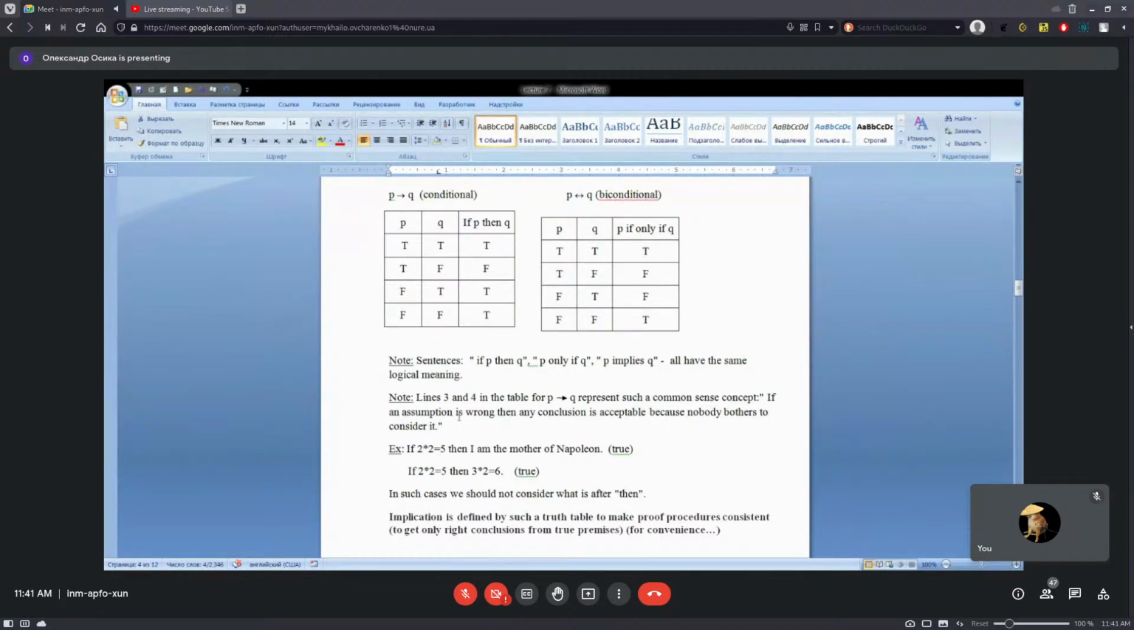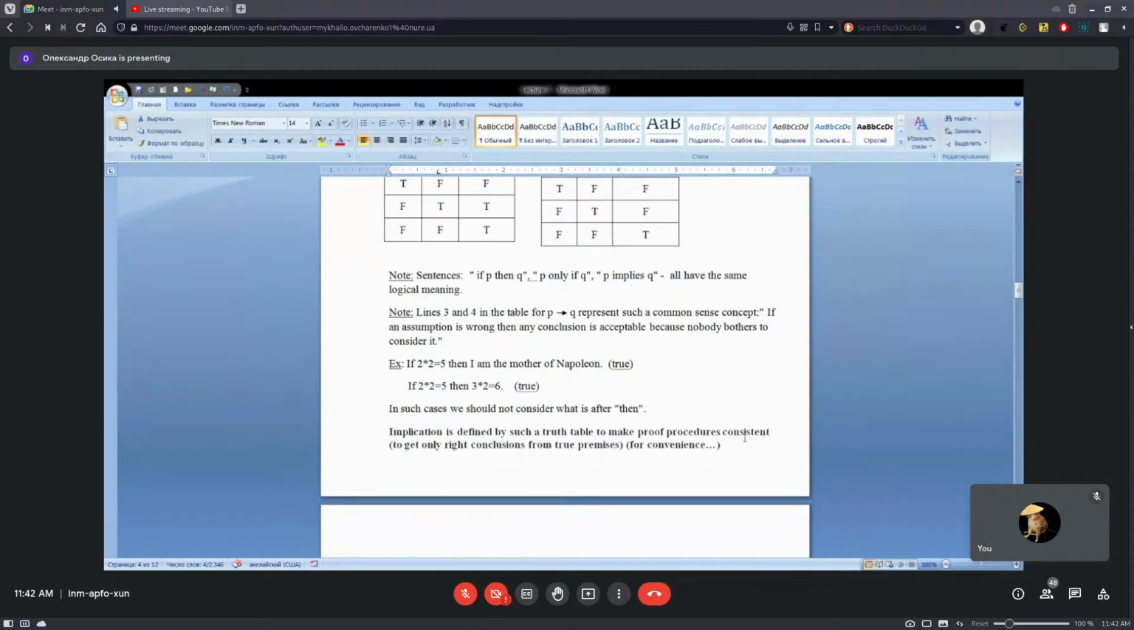If an assumption is wrong, P is the assumption, we assume that it is there, and this is the conclusion. So, if the assumption is wrong, then any conclusion is acceptable because nobody bothers to consider it. Nobody cares for such pretense to speak or to think logically. There is no logic in such talks.